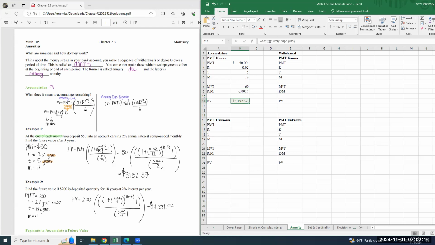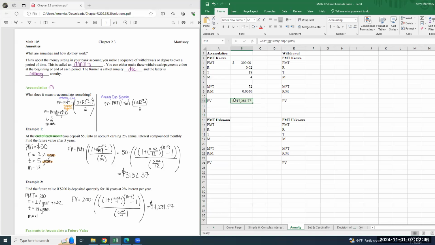So let's try it again with example 2. Find the future value of a $200 deposit, $200 being deposited quarterly. So that changes this amount to quarterly for 18 years at 2% per year. So that one stays the same. Now notice that it's this dollar sign. Notice that your answer is going to be very large. It just means that this cell is too small. So let's go ahead and expand. And you'll notice that those answers match up.